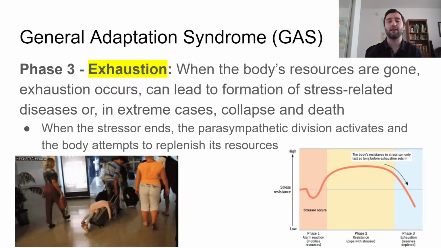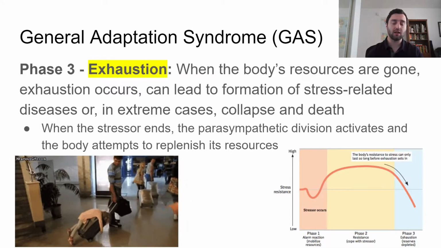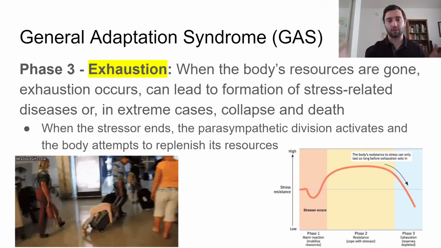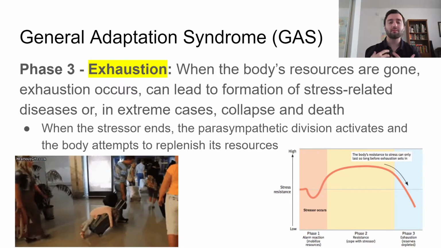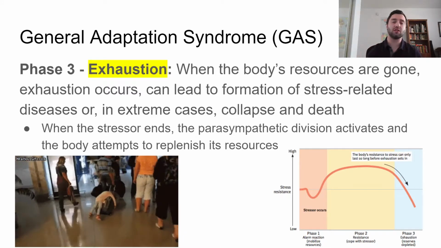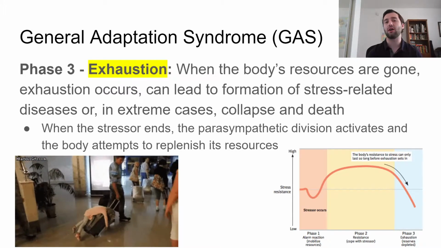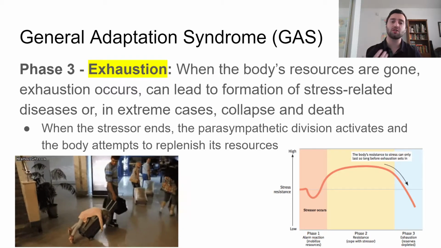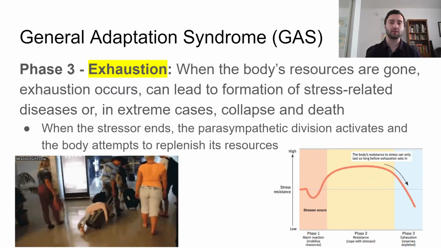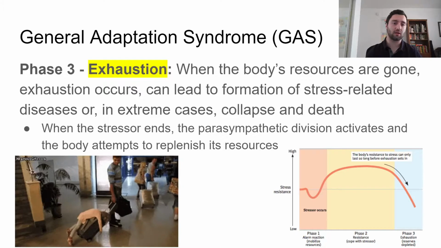If you've ever had a really, really stressful day, a long period of time where you were stressed for an extended period, at the end you might just literally feel exhausted, like you're just completely out of energy. That's this exhaustion phase. You basically burn through so much that your body has run out of things to burn, and you don't have any more energy to do anything.